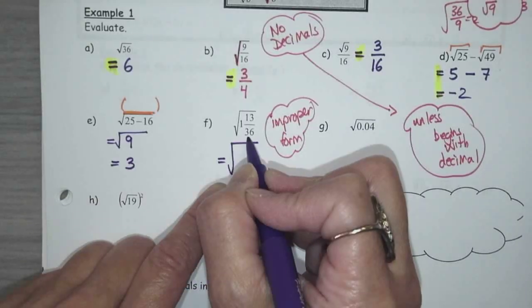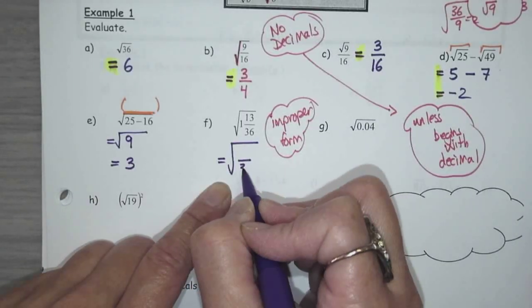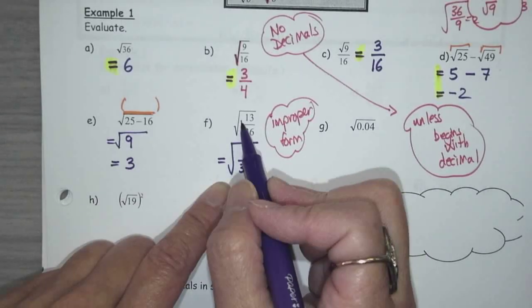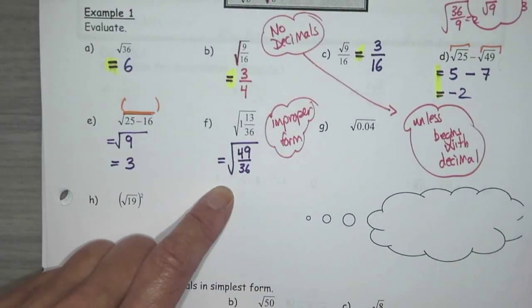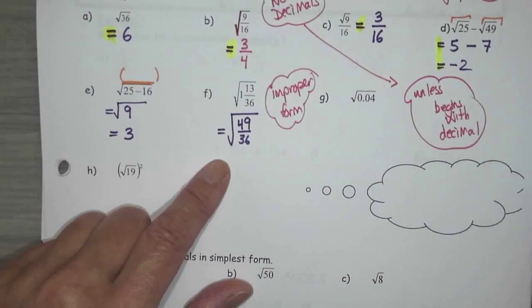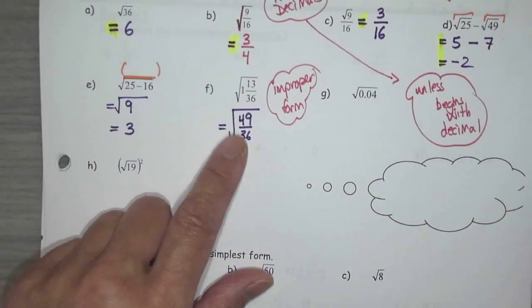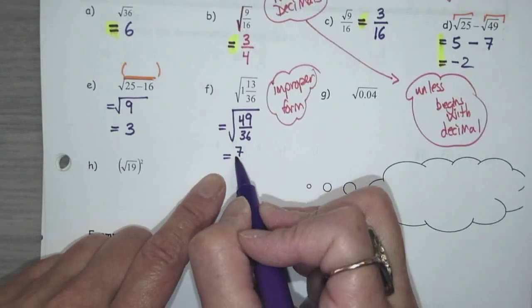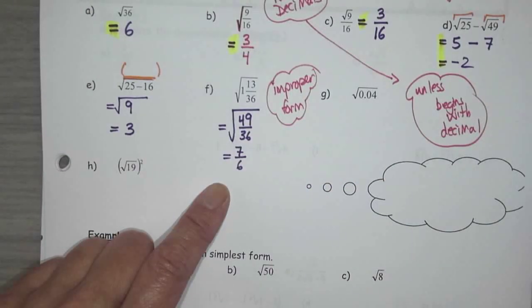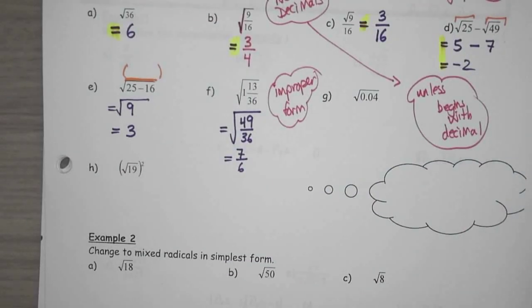So see how the square root goes to the 36? I still want it to the 36. Okay. 36 times 1 plus 13 is 49. Now that's much easier to do the square root of the top and the bottom, right? So what's the square root of the top? 7. Square root of the bottom? 6. Don't go to decimal. Okay?